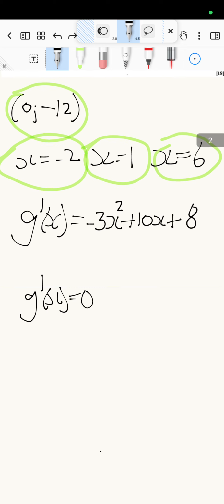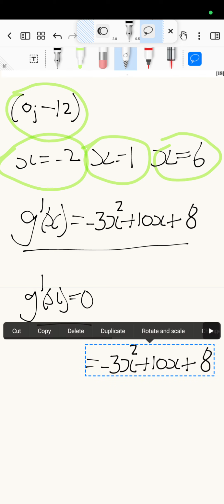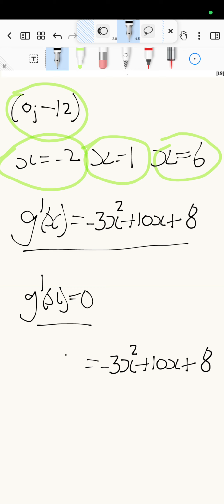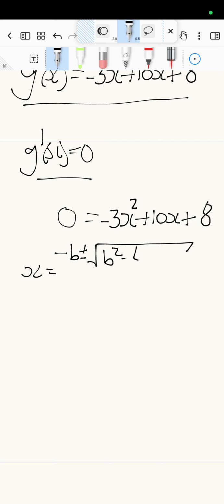So what we've done was we found g prime x, and now we want to know where that is equal to 0. Okay, let's just do this. We're going to take this thing here, copy it, put it over here, and we need to equate it to 0. So we have options. We can try to factorize this, or let's go with the quadratic formula. So we're going to say x equals minus b plus minus square root b squared minus 4ac, over 2a. All right, so we're going with the quadratic formula here.